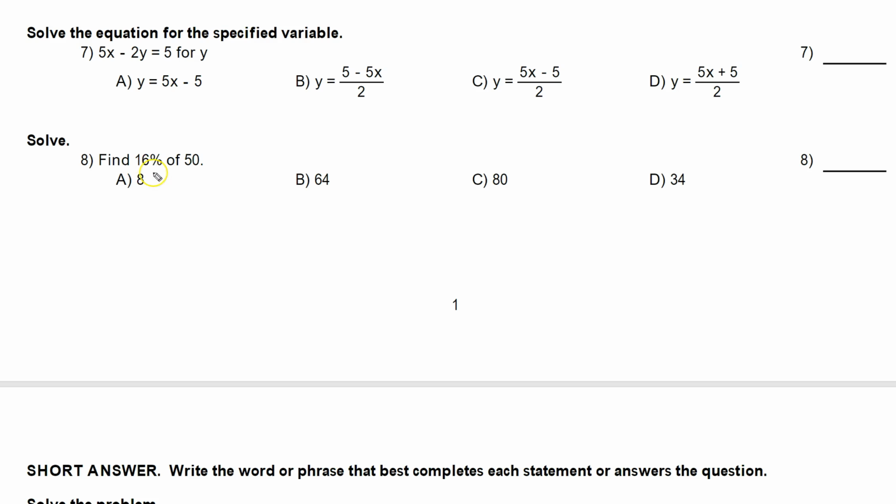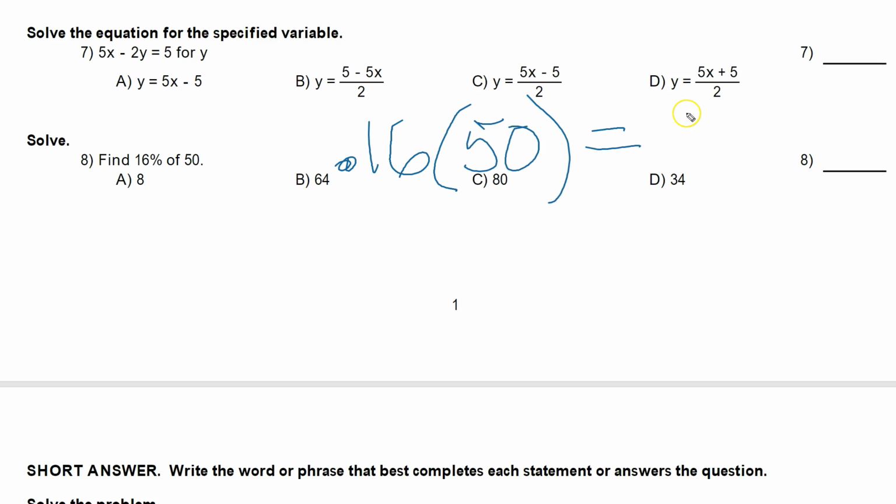Here they're asking us to find 16% of 50. Well, 16% you would convert to a decimal fraction of 50, which is just multiplication, equals your number. So I put that into my calculator here, and I go 0.16 times 50, and I get 8, which is letter A. All right, let's go on again.